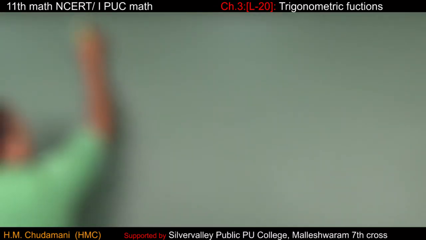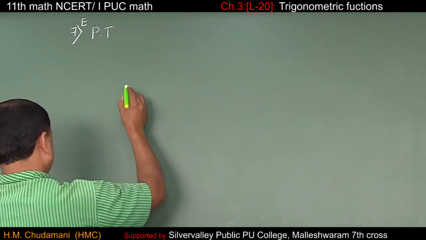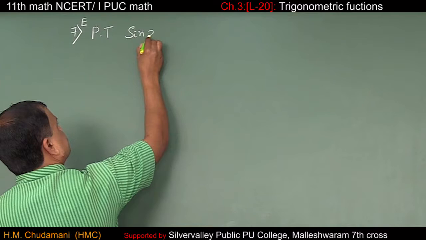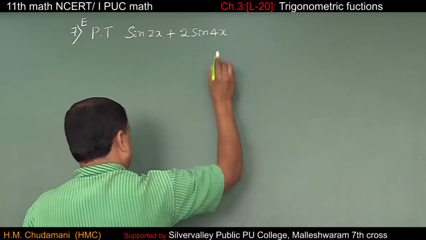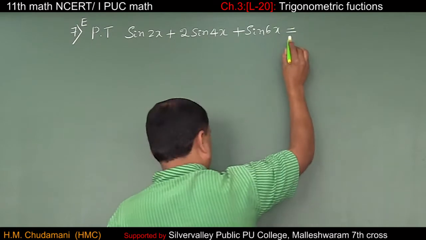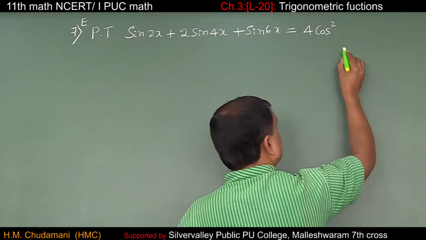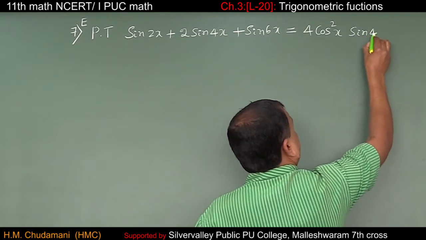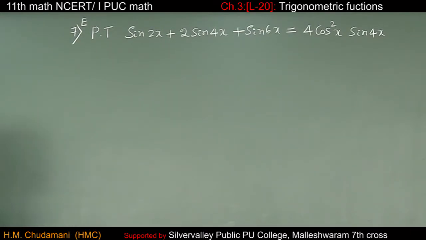Next, question number 7, an exercise problem. Prove that sin 2x plus 2 sin 4x plus sin 6x is equal to 4 cos square x into sin 4x. I repeat, sin 2x plus 2 sin 4x plus sin 6x is equal to 4 cos square x into sin 4x, we need to prove.